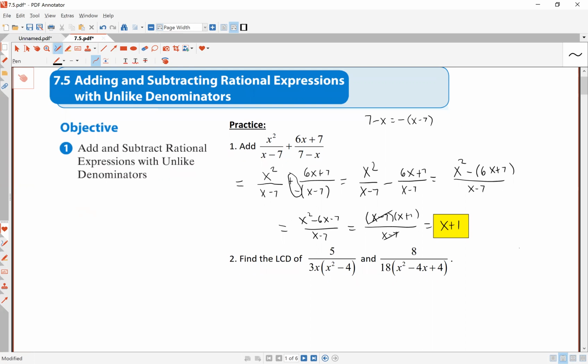We've also talked about how to find LCDs. This is super important for this video. Finding the LCD, we list each different factor we see. This one has a 3 and an x minus 2 and an x plus 2. The 18 has a 2 times 9, or 2 times 3 squared, and then this is x minus 2 times x minus 2. So our LCD must have all of the different factors: 2's, 3's, x minus 2, x plus 2.